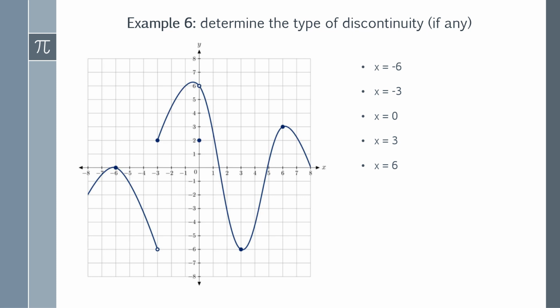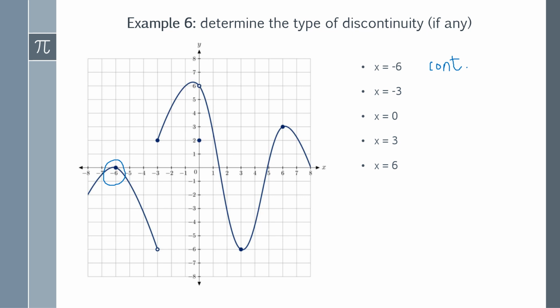Let's do one more example. Similar to what we just did in example 5, we're given a graph of the function. We would like to determine the type of discontinuity, if there is any. Okay, so for x is equal to -6, let's identify that point right here. Looking at the graph, there's absolutely no issue here. So we say function f is continuous at x is equal to -6. Okay, no issues.